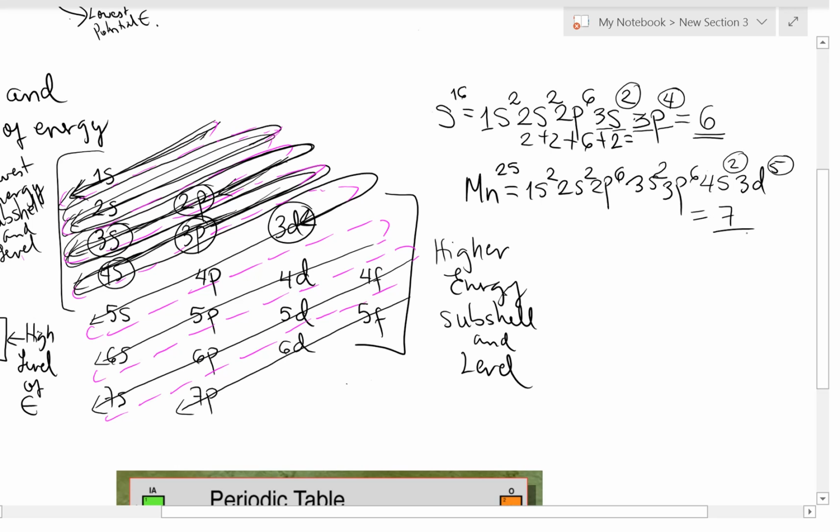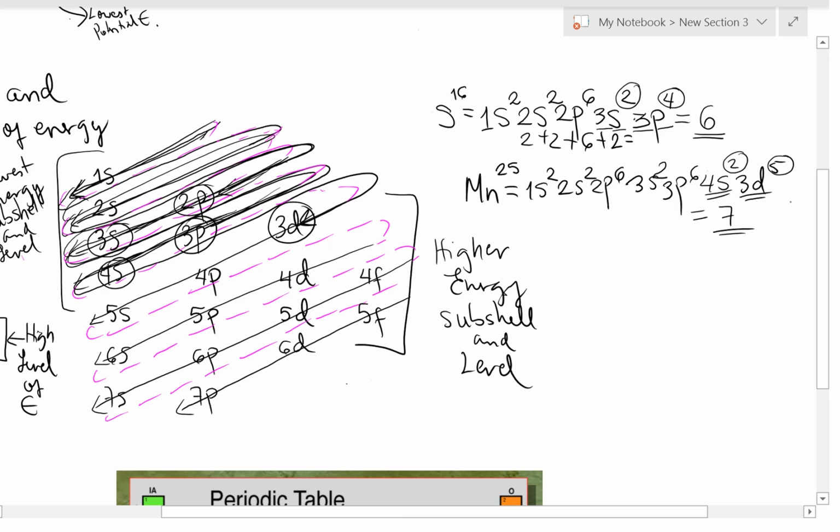So remember, in this case, the number of valence electrons that we have is 5 plus 2, which is 7. So we have 7 valence electrons for manganese. Why? Because remember that the only ones that are going to participate in making bonds are the ones that are located in the outermost shell. So it's going to be the 4s and the 3d.